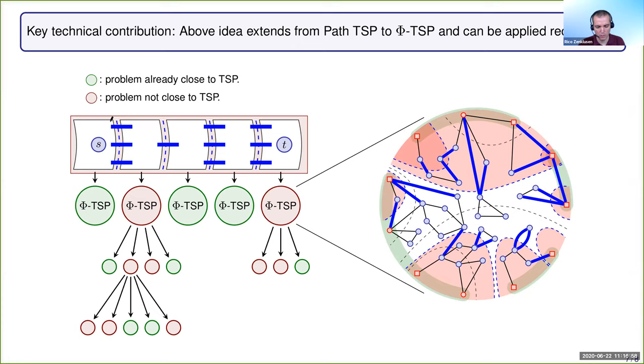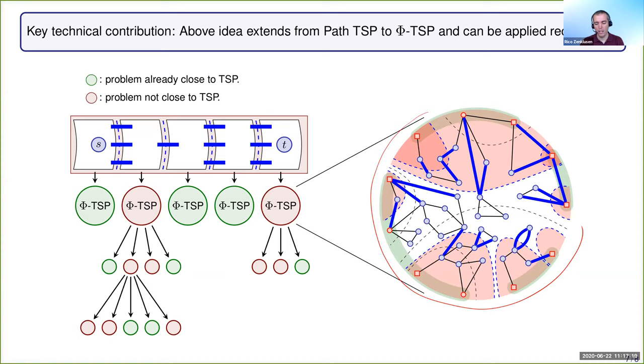So it means that we can actually, at the beginning, guess solutions in this chain of cuts. We break the problem into phi TSP problems. Now each one of those is either close to a TSP problem, so be the green ones in my graphic, or they are not. And if they are not, we can find a family of cuts. This time it's a laminar family. Show a quick picture here on the right hand side for that. We can again guess edges and keep recursing.